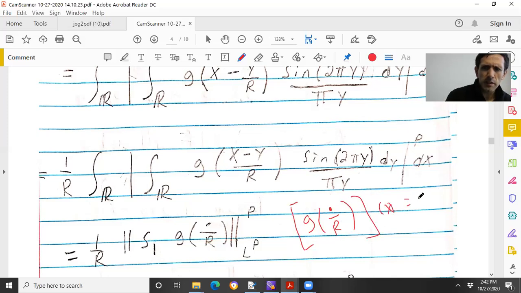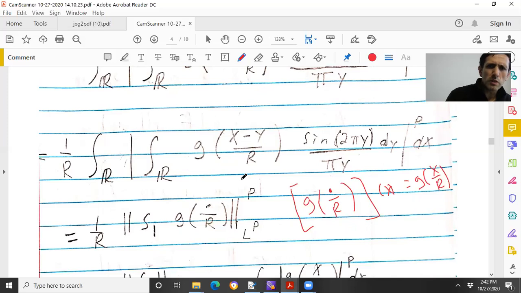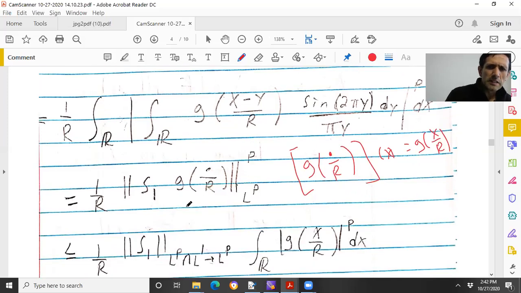So dump in x, that's just x over r. Okay. Well, let's assume that I have an operator norm bound from L^p intersect L^1 to L^p for S_1. Here we're only considering g in L^1 intersect L^p, because we want to study this on L^p, but we don't really have a good concrete realization unless we're dealing with L^1 functions.